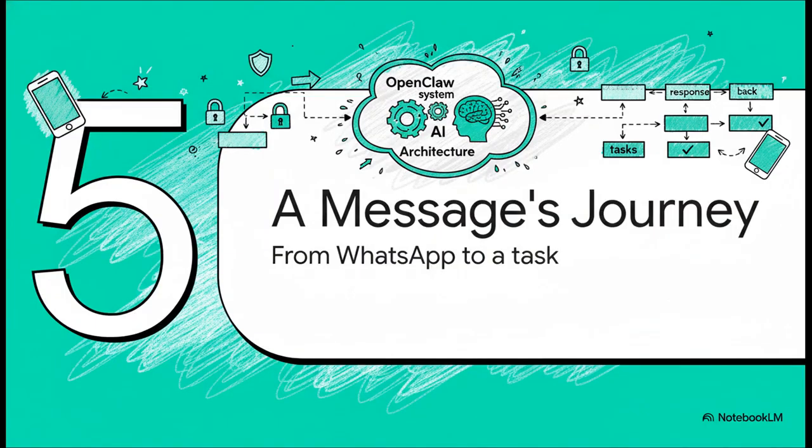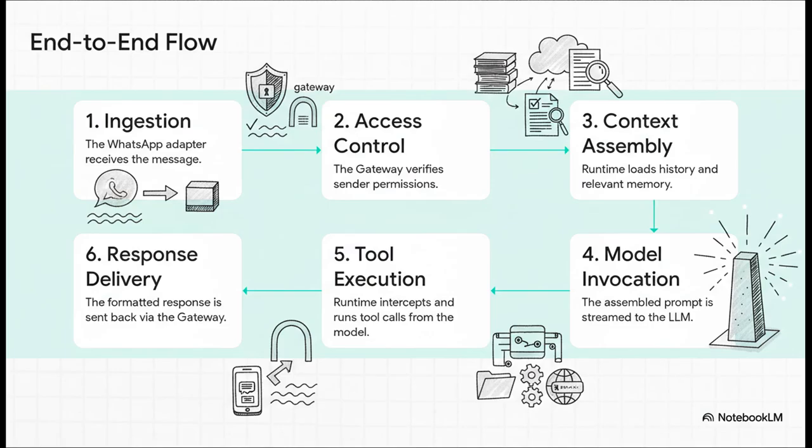Okay, let's put all these pieces together now. We're going to follow one single message, let's say from your WhatsApp, on its complete journey through the entire OpenClaw system, all the way to a finished task and a reply back to your phone. It all starts with Step 1, ingestion. Bam, the message hits the WhatsApp adapter. Step 2, access control. The gateway acts like a bouncer. Are you on the list? Yes? Okay, you're in.